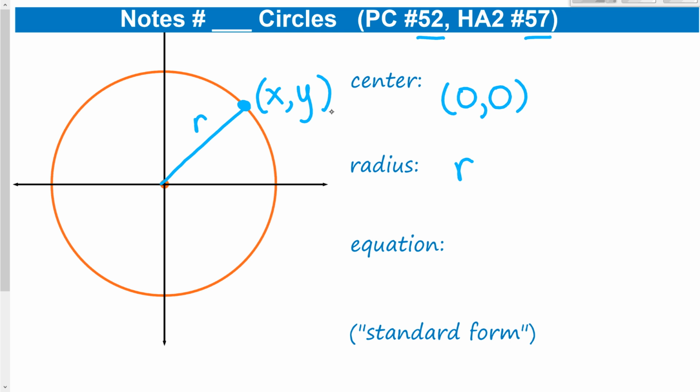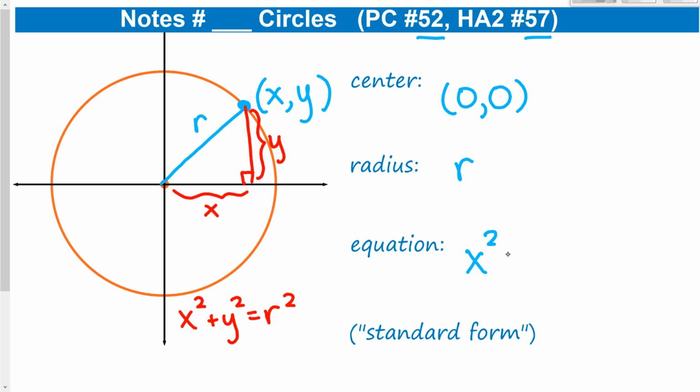Well then we have a relationship between r and x and y if we think about dropping a perpendicular, making a right triangle. One leg of the triangle has length x, one leg of the triangle has length y, and then the hypotenuse has length r. So according to the Pythagorean theorem, we have the relationship x squared plus y squared equals r squared. So that can also be used as the equation of this circle. So this circle is x squared plus y squared equals r squared.